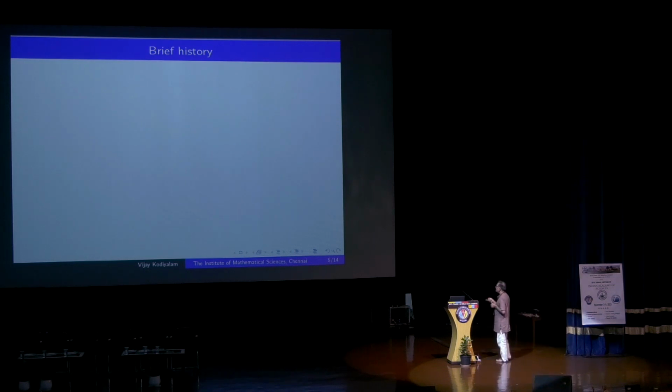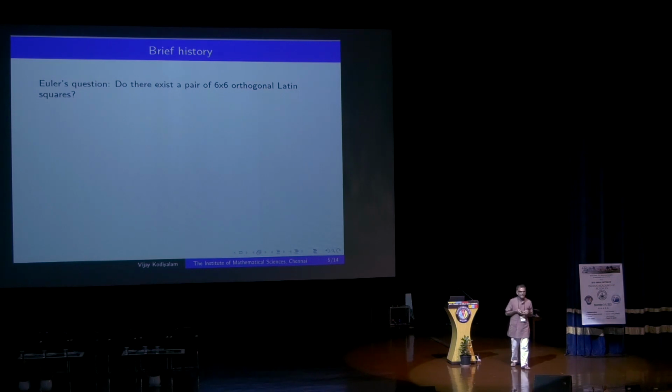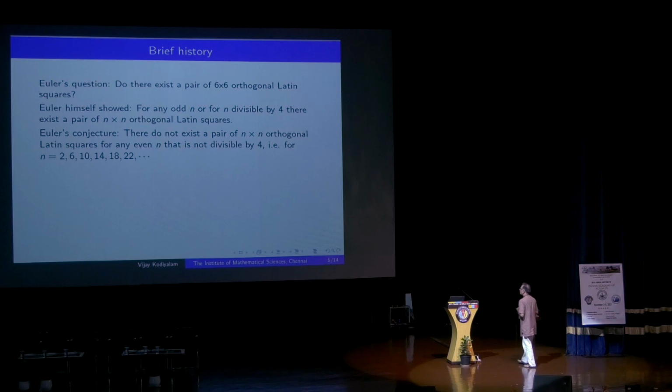So let me begin with a brief history. So as I said, that is Euler's question, roughly 1780 in St. Petersburg. That's where it arose. And Euler himself answered it in some cases. So he showed that if n is odd or if n is a multiple of 4, then there exists a pair of orthogonal n by n Latin squares. That is for odd n or for n divisible by 4.